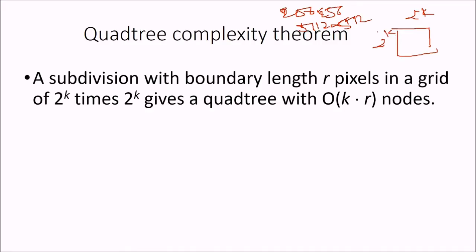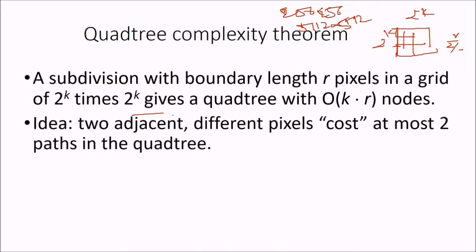So a subdivision with boundary length r, in a grid of 2 to the power k times 2 to the power k, gives a quadtree with order of k times r nodes. So this r will become r by 2 here, then again it will become r by 2 squared, that is r by 4, like this. So the order will be order of k into r nodes. The idea is that two adjacent different pixels cause at most two paths in the quadtree.